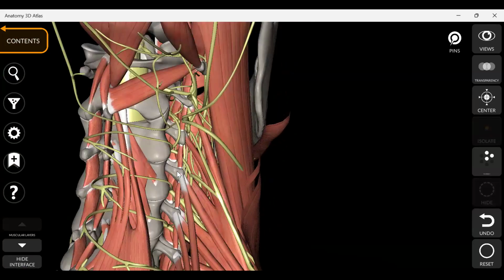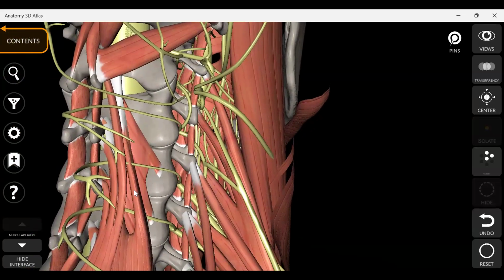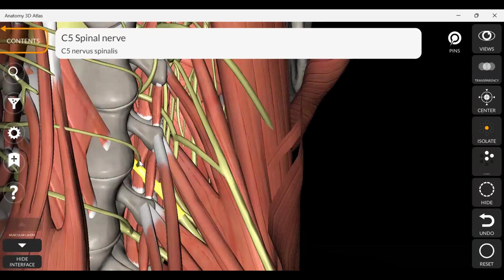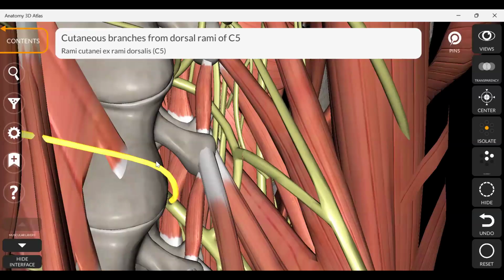Okay, so I am looking close. You see some nerves. These are the main nerve roots. This is the C5 spinal nerve. The branch from the C5 is coming back. This is the dorsal rami, and from this dorsal rami, two branches go.